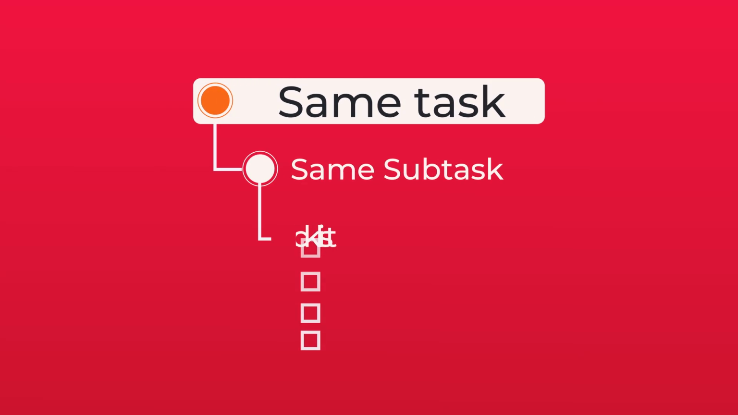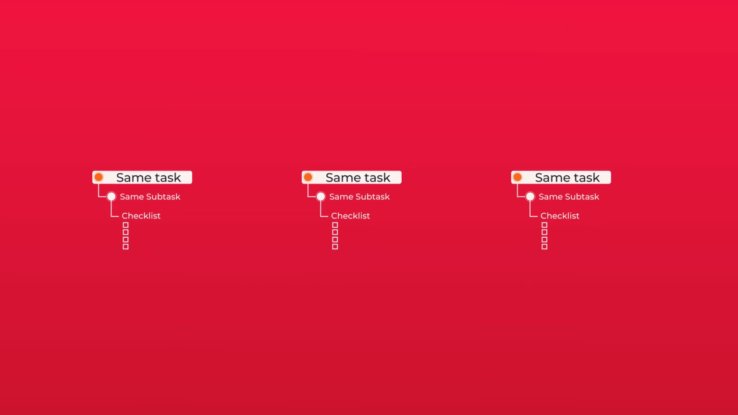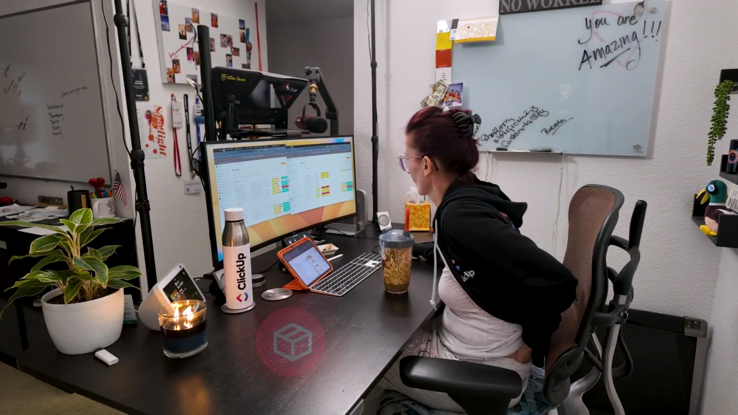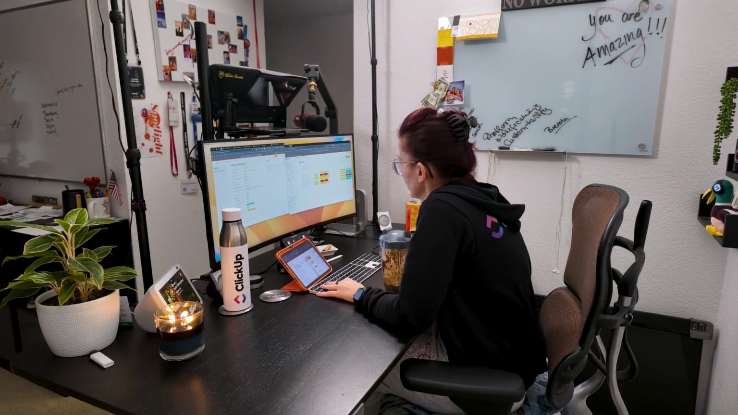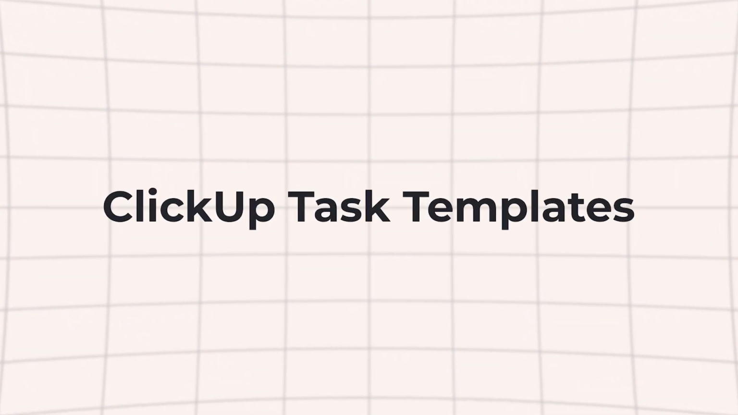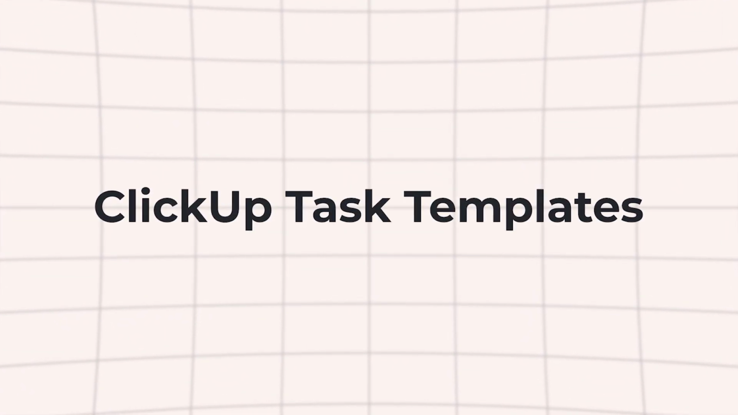If you are tired of manually recreating the same task and subtasks and checklists over and over and over in ClickUp, I've got a solution for you. Whether you're managing your client projects, you're launching a new product, or you are publishing YouTube videos, repeating those same setups over and over again is a huge time waster. So today I'm going to show you how we create task templates in ClickUp that do the heavy lifting for us, so you can do it too.